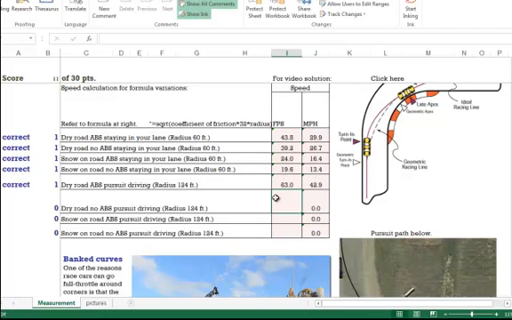Okay, and then for the next one, square root, no ABS is 0.8 as the coefficient of friction, times 32 times 124 feet, which is 38 miles an hour.